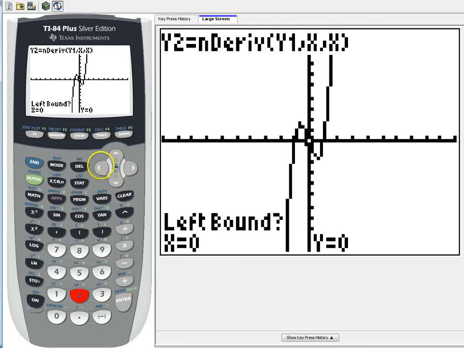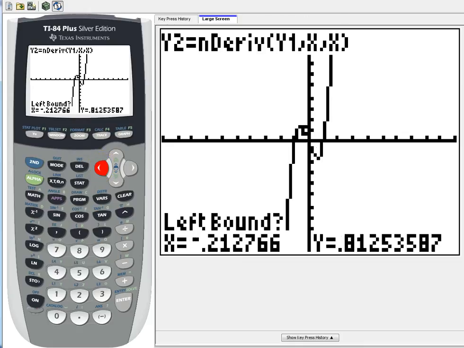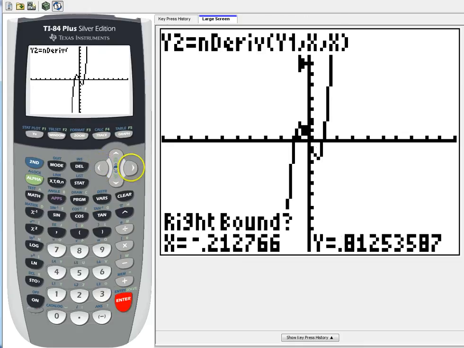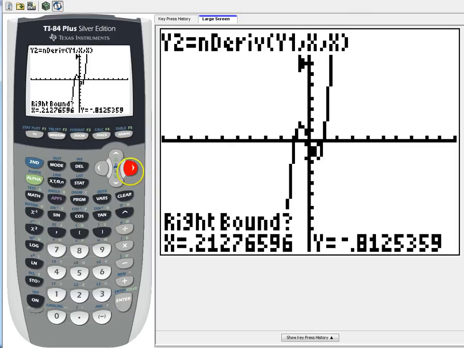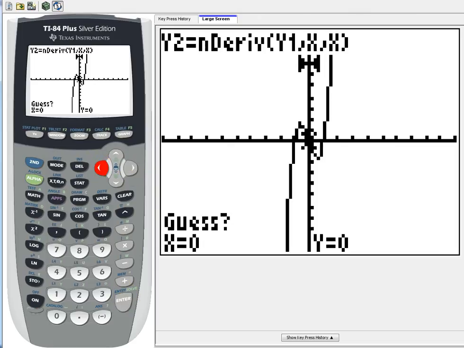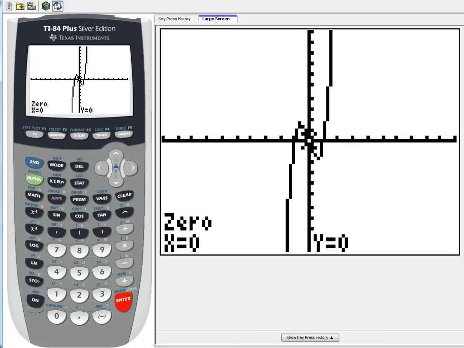And it wants a left bound. So I'm just going to go a little bit to the left, hit enter, go a little bit to the right, hit enter, and then go back to where I think it is, and hit enter, and there's my 0, 0, 0. And you can go ahead and confirm that also for 1, 1.